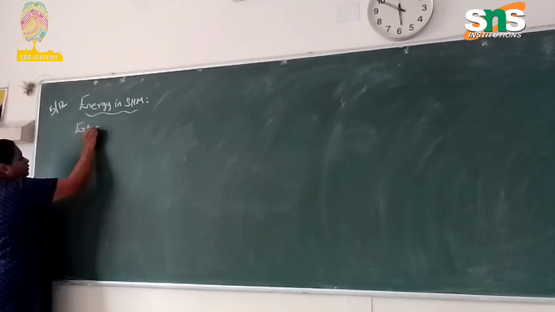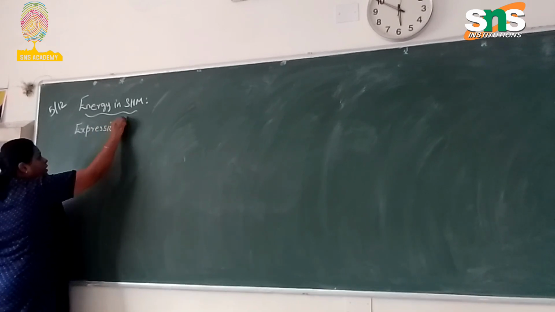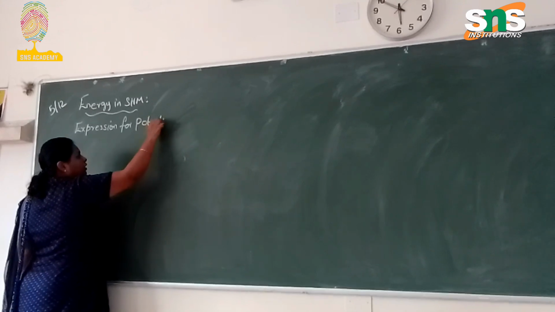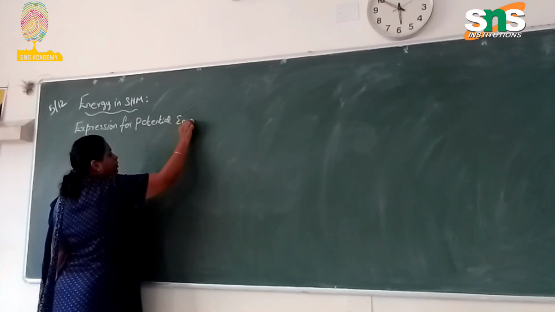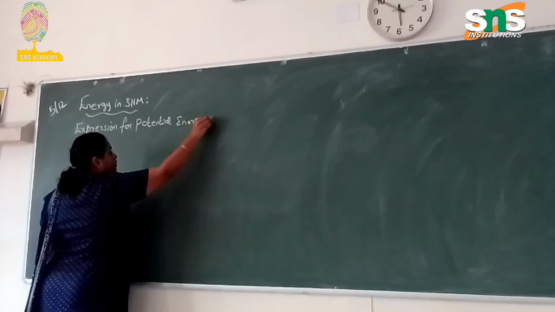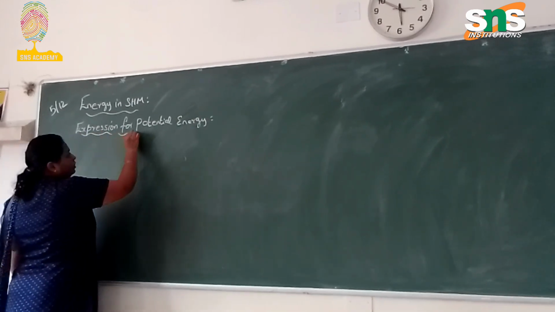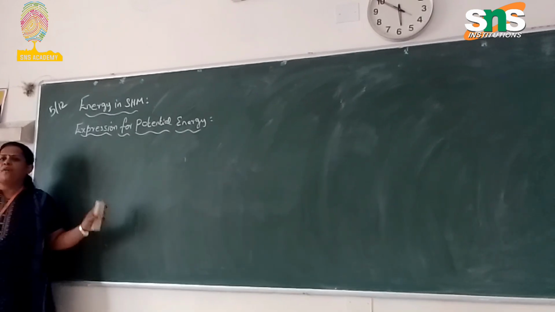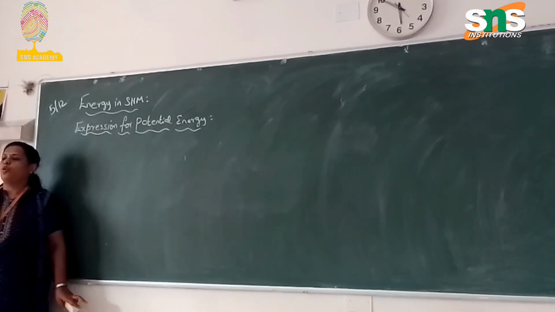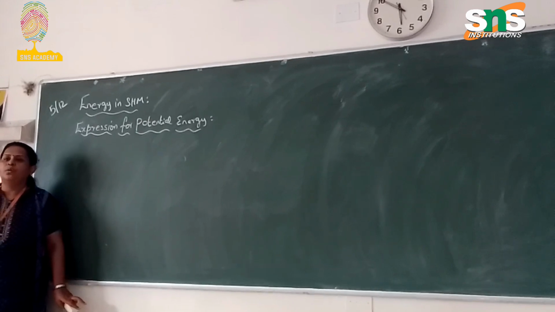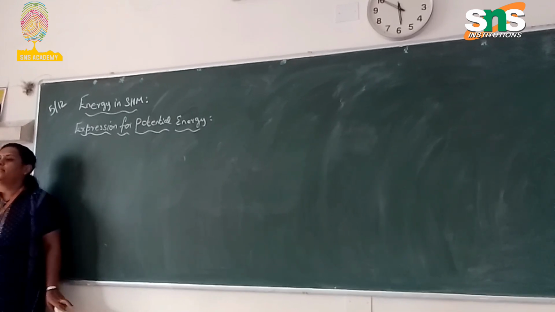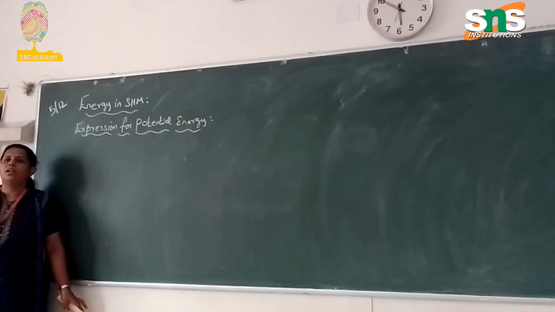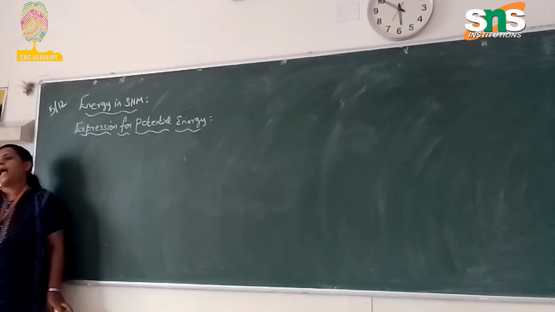Expression for potential energy. How can we denote potential energy? What's the symbol? Very good, U. Expression for potential energy, U. So, for arriving at this expression, first I am going to write Hooke's law, or potential energy in a spring. Go through your 5th chapter and find the expression for Hooke's law or potential energy that is acting in a spring.